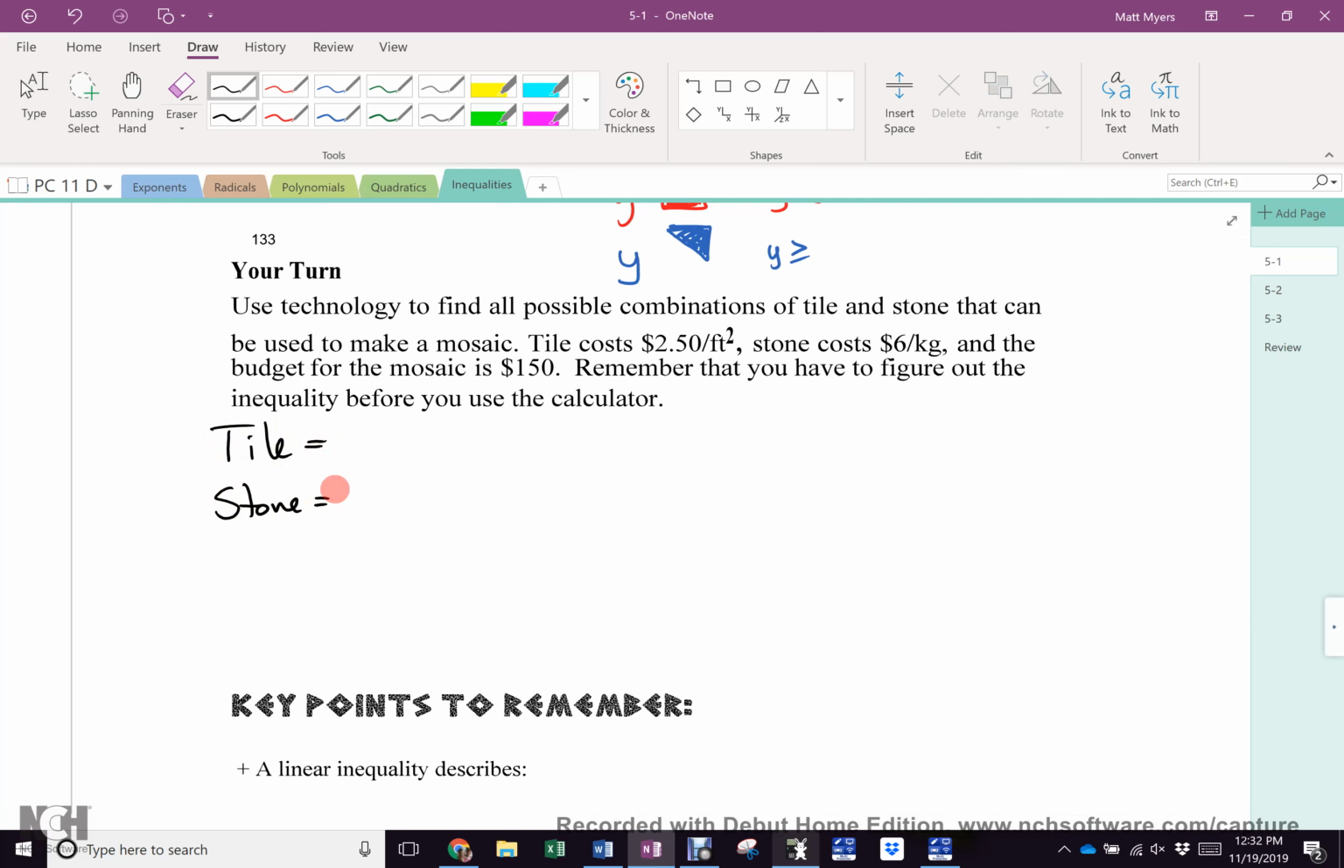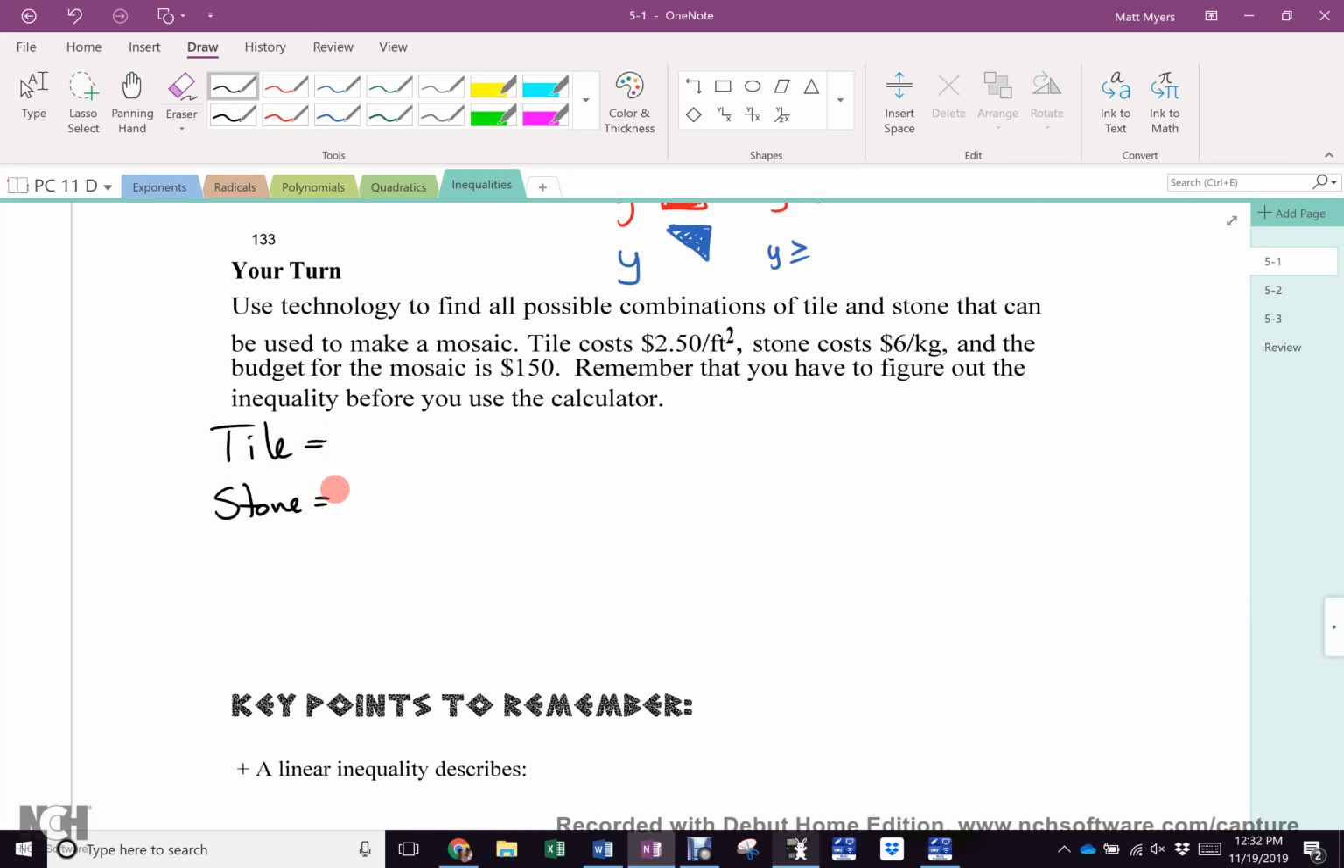Now remember, I told you that it doesn't matter which you make x and y, right? But in this case, you can make your life real easy if you do this, for lack of a better word, the right way. What are you going to make tile? Yeah, tile should be x and stone should be y.